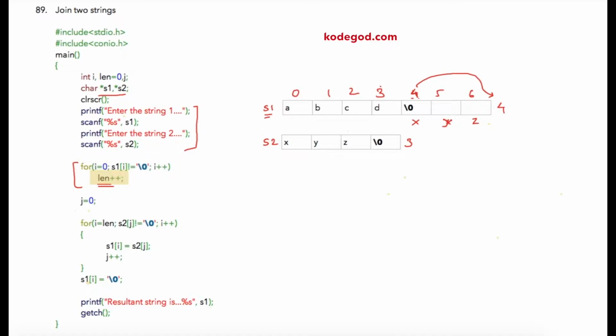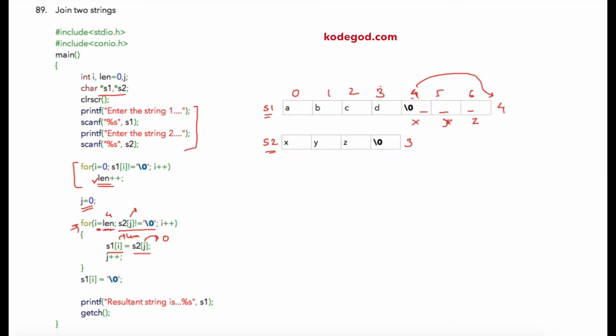Once we have the length of s1, we are going to use another variable j, starting at 0, to iterate through s2, and then I am using another for loop to start appending the characters of s2 into s1 from the starting point of its length. That is why the value that we calculated here will be used to initialize the value of i. So i will be initialized to 4. We are going to loop till s2 of j reaches \0. For each character available in s2, we can start writing at these locations. Inside this for loop, I am writing s1 of i equal to s2 of j. Notice that i started from len and j started from 0.